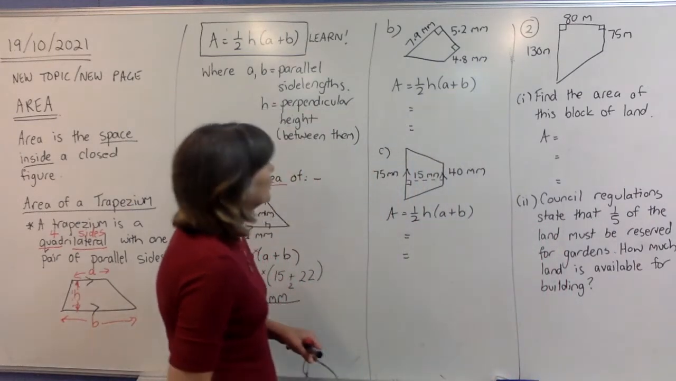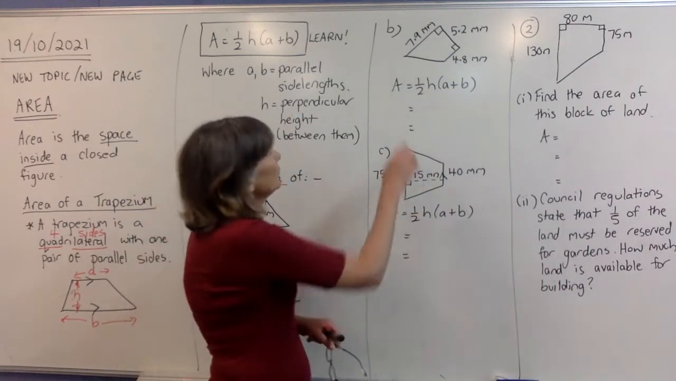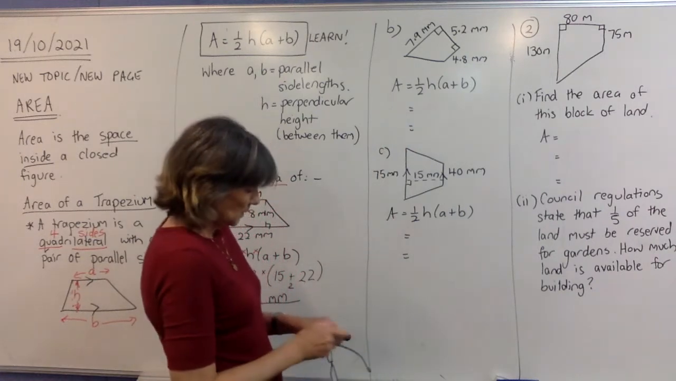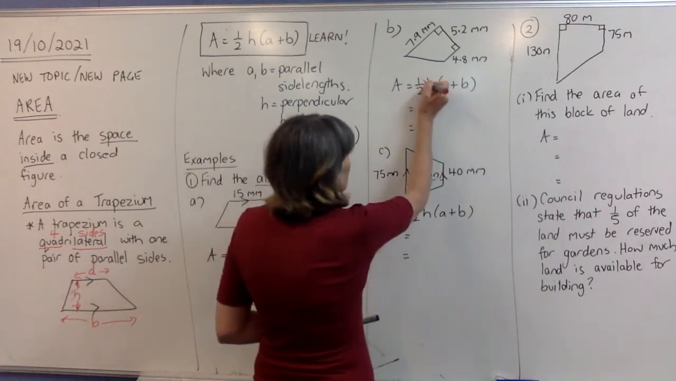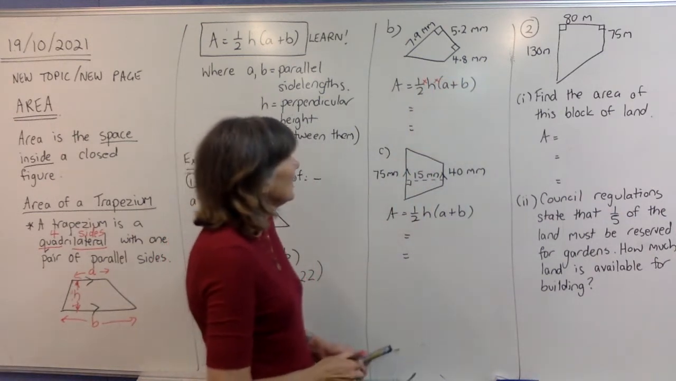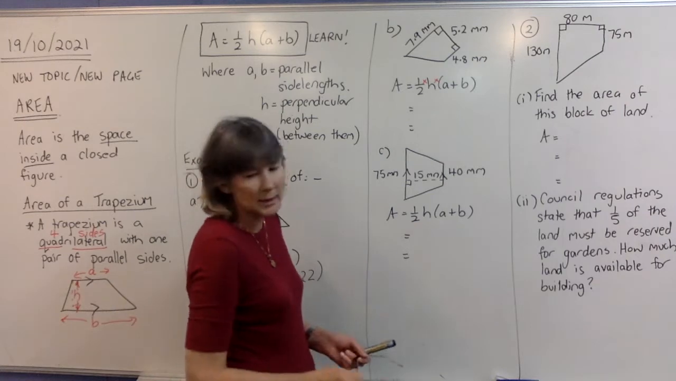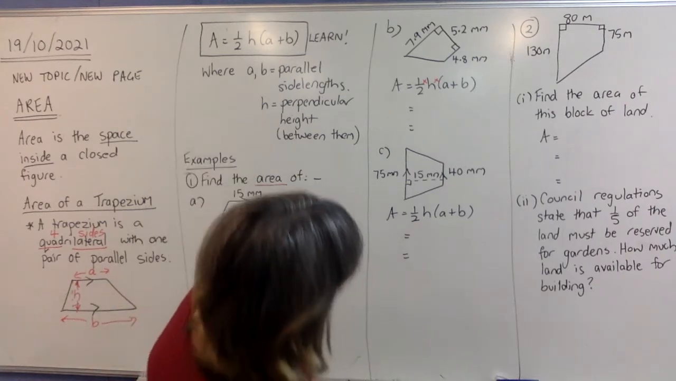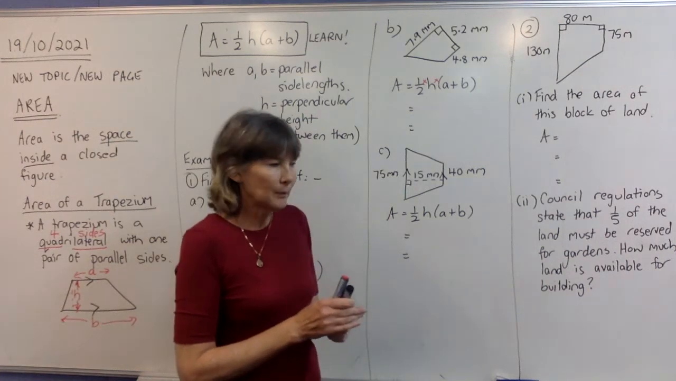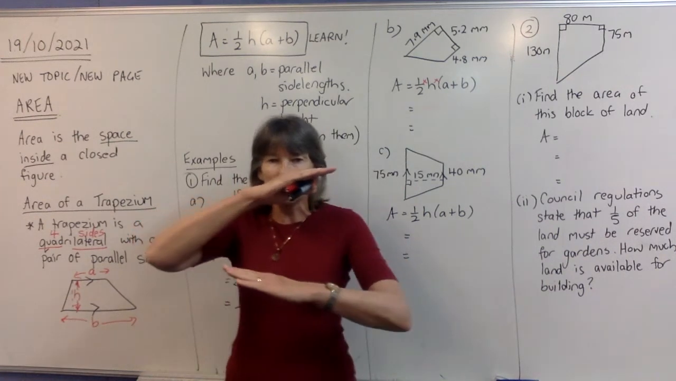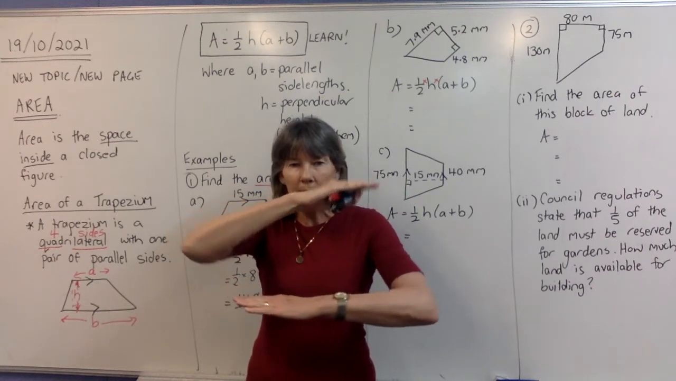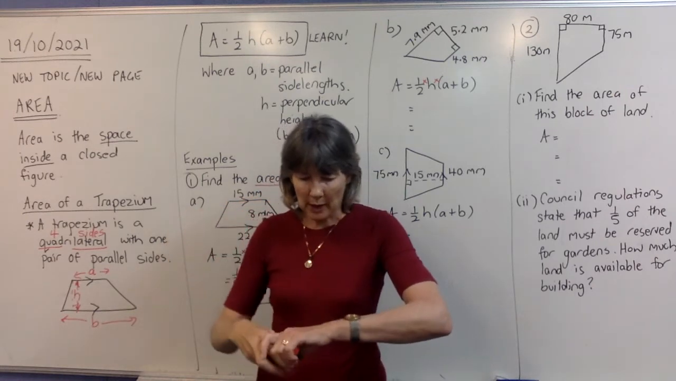Alright, so the next question. I've already written down the formula: A equals a half H bracket A plus B. I'm going to put in the times signs, so we don't forget to put them in when the numbers go in. Now it's a bit hard to see where the parallel sides are here, but when you've got 2 right angles like that, you can imagine that if you've got 2 sides and they're a bit crooked, if you straighten them up, sorry, which way are we?